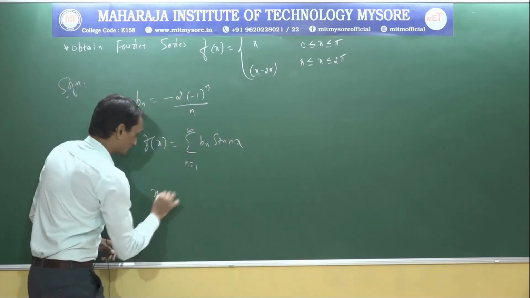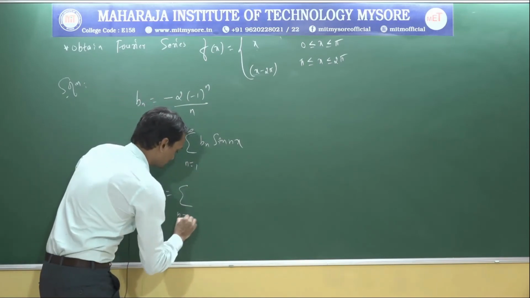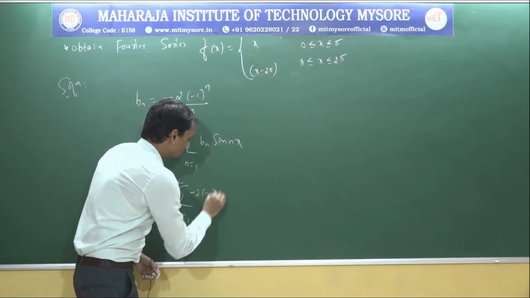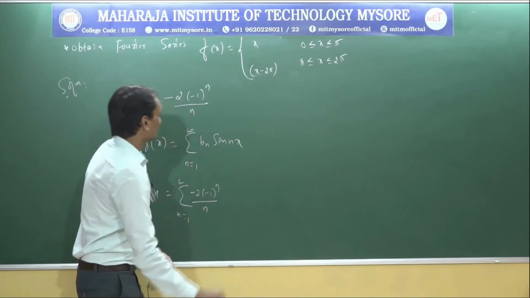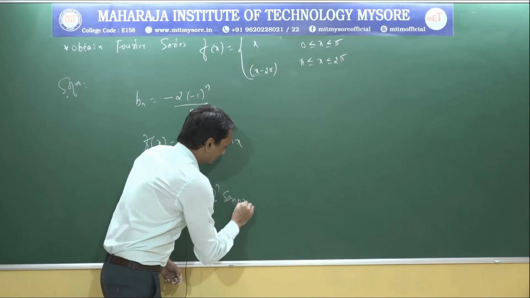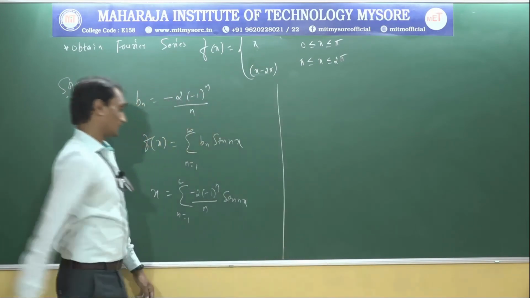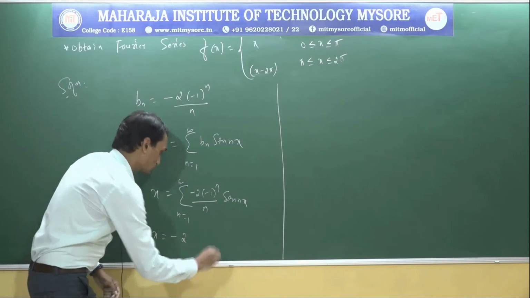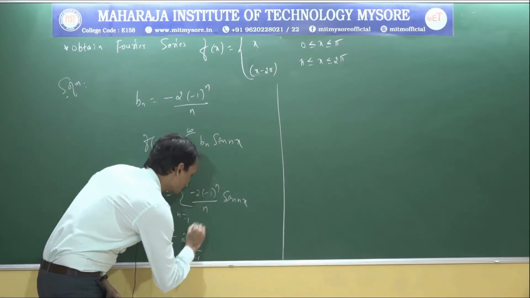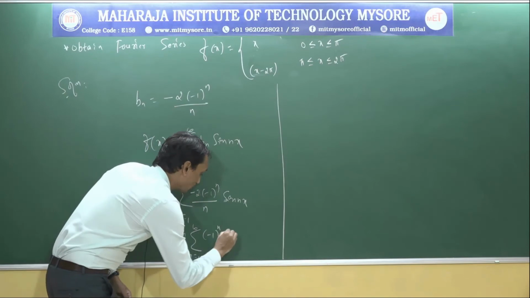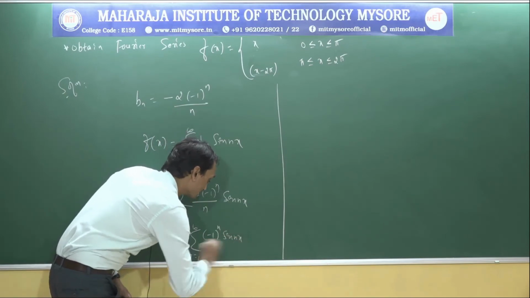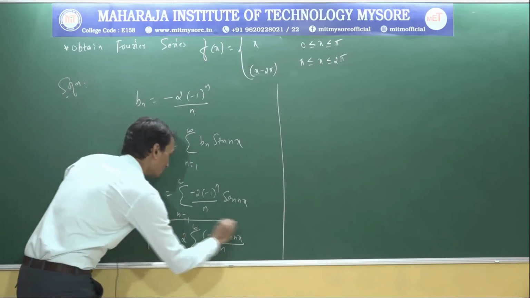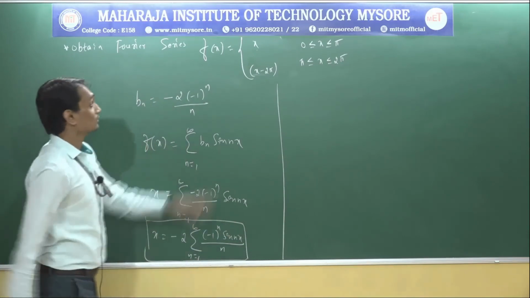So f of x is nothing but x. x equal to summation from n equal to 1 to infinity bn, that means minus 2 into minus 1 power n divided by n into sin nx. Or x equal to minus 2 summation from n equal to 1 to infinity minus 1 power n sin nx divided by n. Okay, this is the Fourier series expansion for the given function.